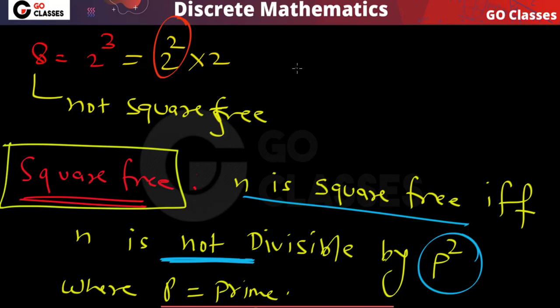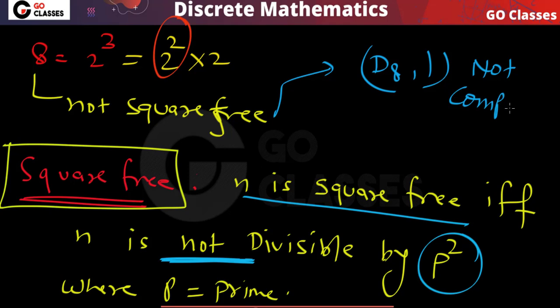You can notice 8 is divisible by 2 square. 2 is a prime number, and 8 is divisible by 2 square. So I can say 8 is not square free. Because 8 is not square free, you can notice that D8, divisibility, is not a complemented lattice.